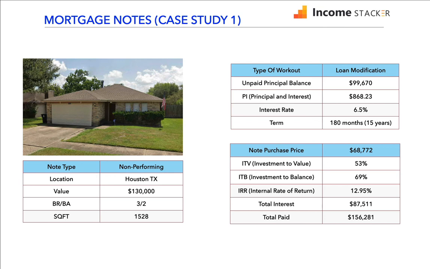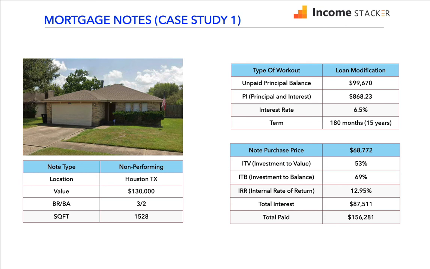Meaning, you don't have to worry about going back and finding another deal. When you're doing fix and flips, you've got to buy a house, sell a house, make the money, and then you've got to do it all over again. Here, I'm sitting for 15 years making a payment of $868.23 every month, 180 months in a row. Very passive, very, very easy.